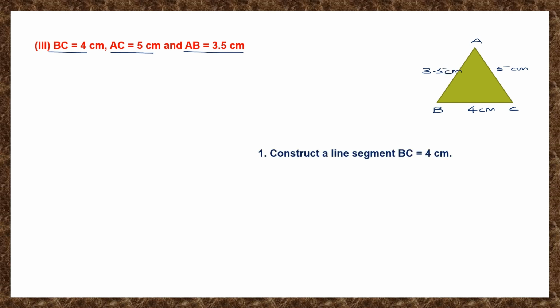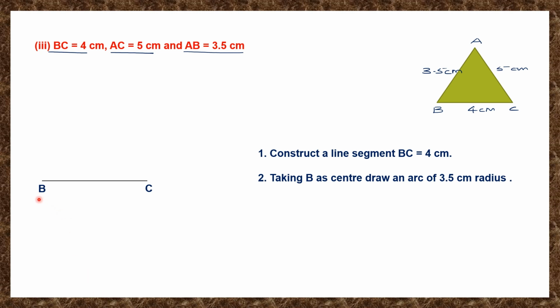Let's begin. Construct a line segment BC equals 4 centimeters. So with the ruler, we've got 4 centimeters. We are naming this line segment BC. Second step, taking B as the center, that is this point, keeping your compass here, draw an arc of 3.5 centimeter radius. Can you see that? 3.5 centimeters, which is given in the question. With the help of your compass, draw an arc. So we've got an arc.